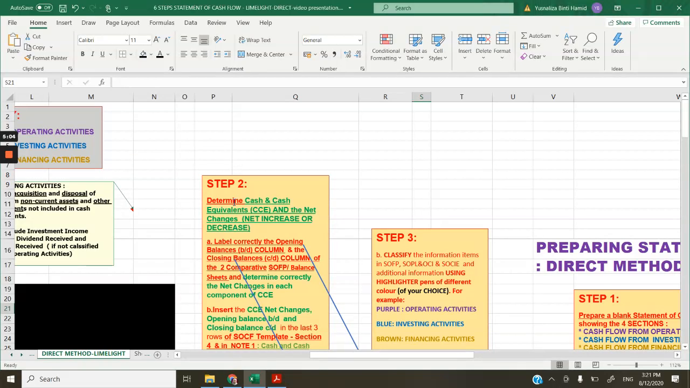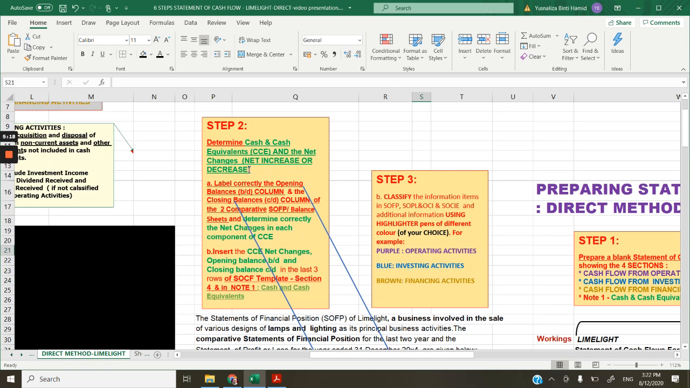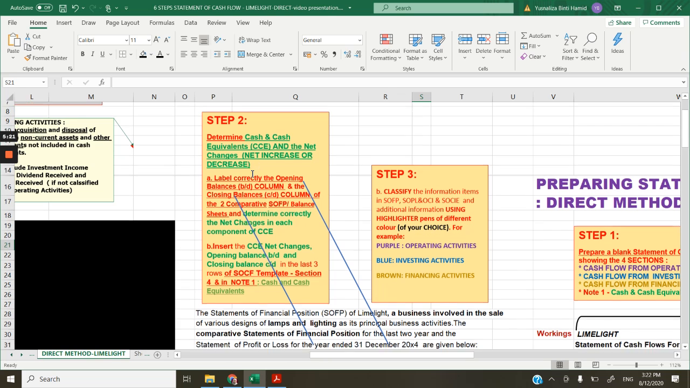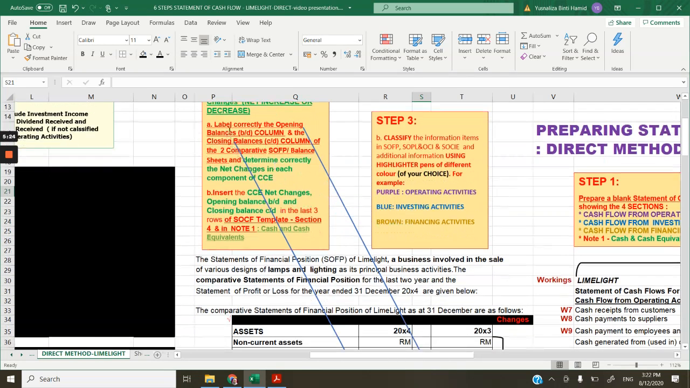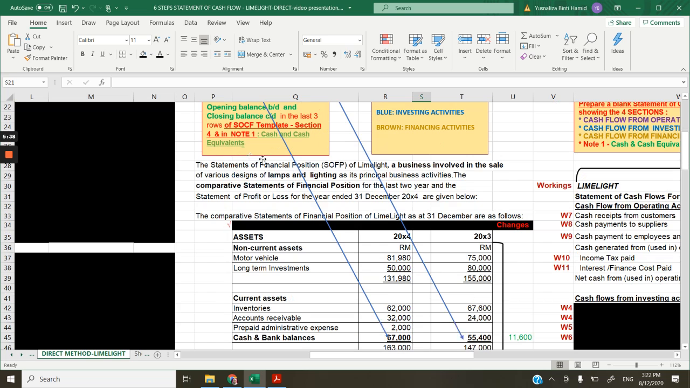Okay, my suggestion is in step 2, you should determine the cash and cash equivalent itself. And after you have determined the cash and cash equivalent, which is the section 4 item of your cash flow, you also need to determine the net changes, because this is one of the simplest things to do. So to do that, you should label correctly the opening balances and the closing balances of your comparative SOFP balance, and then determine correctly what are the cash and cash equivalent. Then only determine what are the net changes. So I've done the labeling for you here, right? I've done the labeling for you.